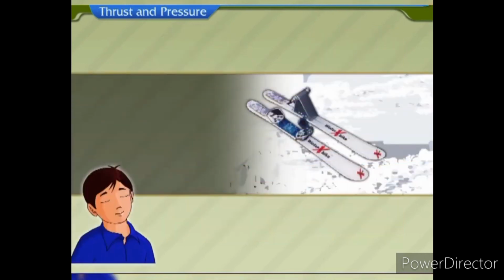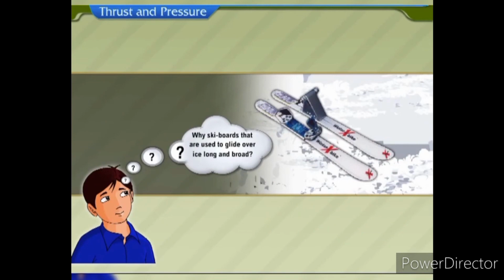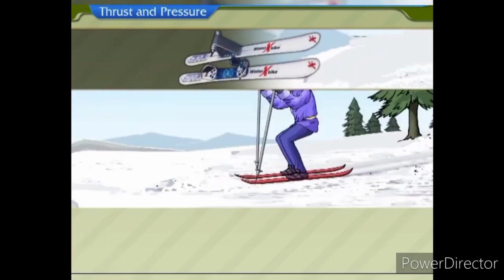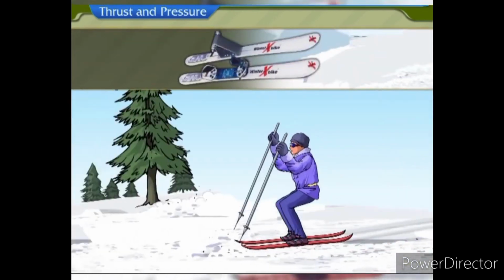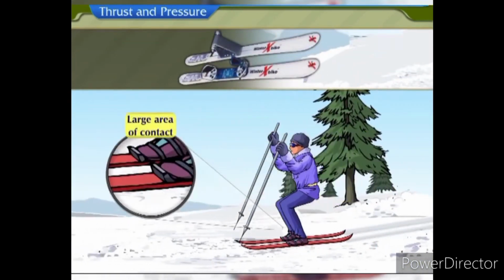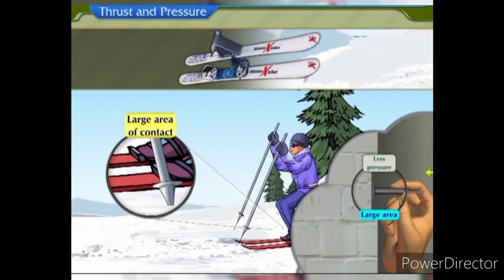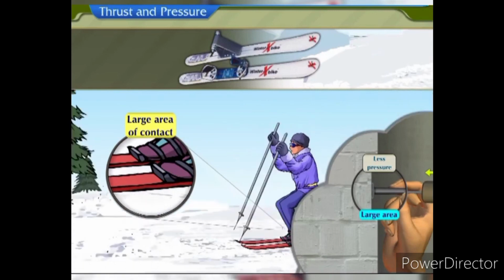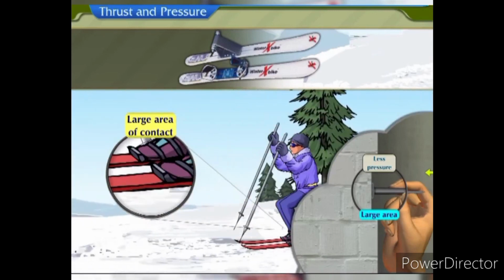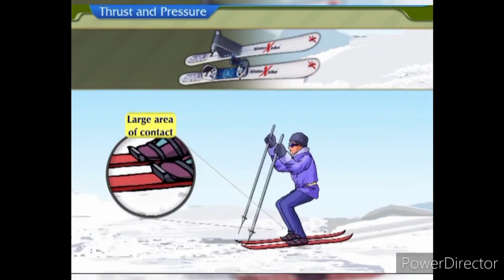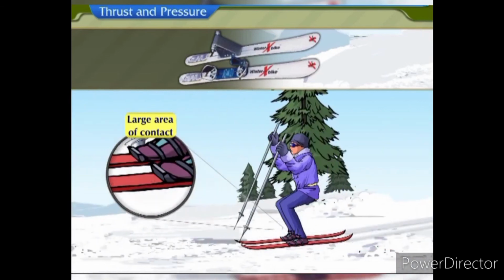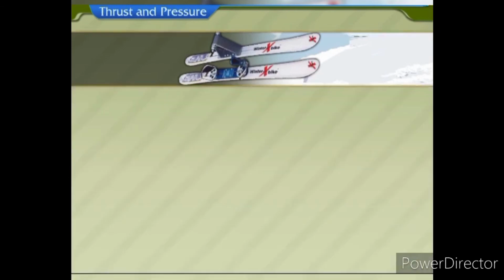Have you ever thought why ski boards that are used to glide over ice are long and broad? The ski boards are made long and broad so that the area of contact is increased. We know that the greater the surface area, the less is the pressure produced. This makes it easier to slide over ice.